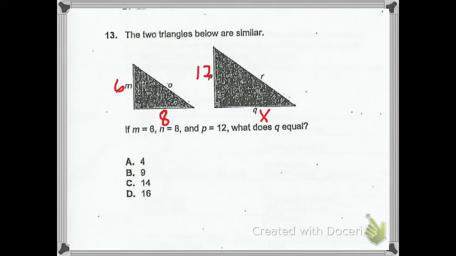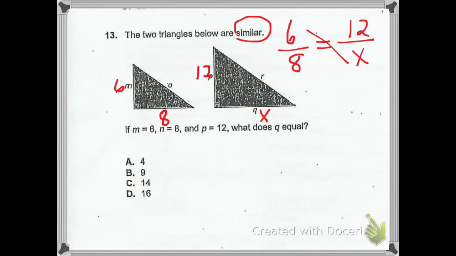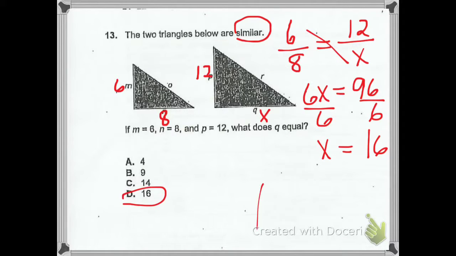Number 13. The two triangles below are similar. If M equals 6 and N equals 8 and P equals 12, what does Q equal? Be sure on the EOCT to mark the numbers on your pictures. It will help a whole lot. Now remember that sides on similar triangles are proportional. So let's set up our proportions. So that gives me 6 and 8 are in the same triangle, and 12 and X are in the same triangle. So when I cross multiply, that gives me 6X equals 96. So when I divide both sides by 6, X equals 16. So the correct answer here is D.